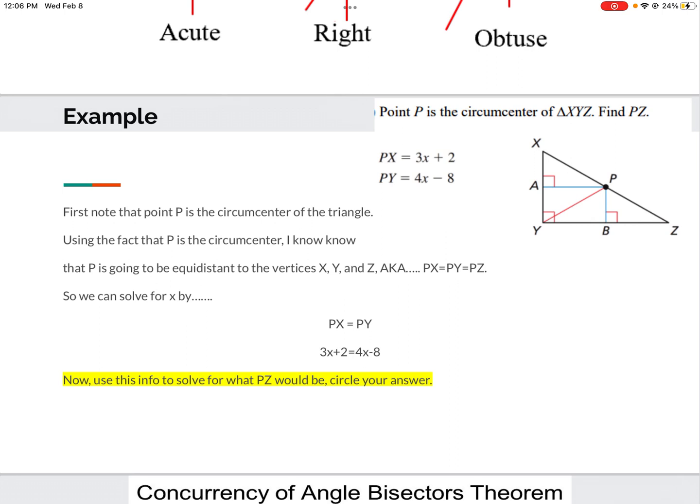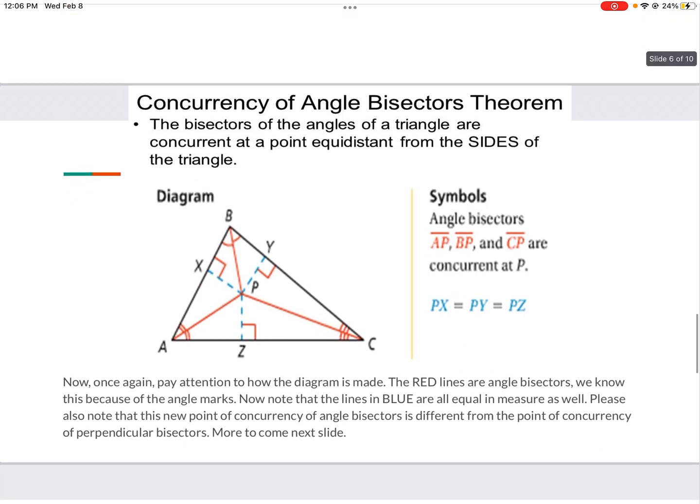I want you to go ahead and solve for what PZ would be. So pause the video, work out what it is, and then circle your answer. I will be looking for this. If you do not circle your answer, I will be very disappointed, and if you don't have the answer, you will not get full points. Okay? And we keep going.